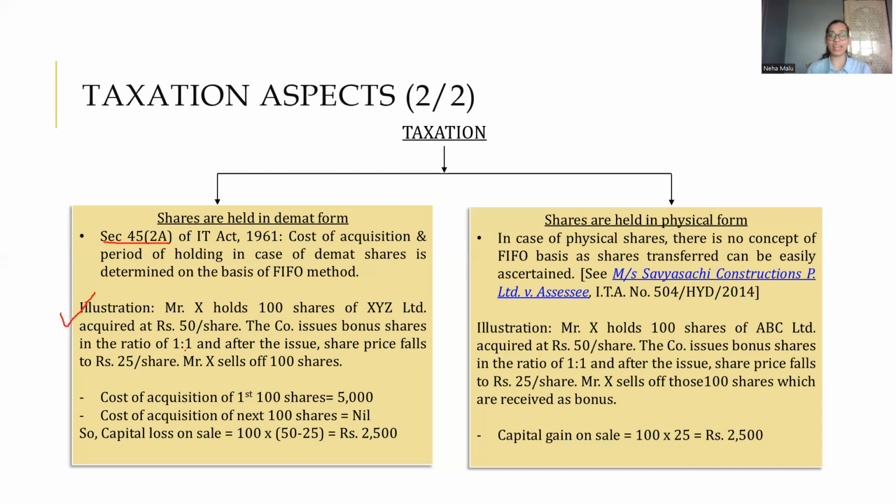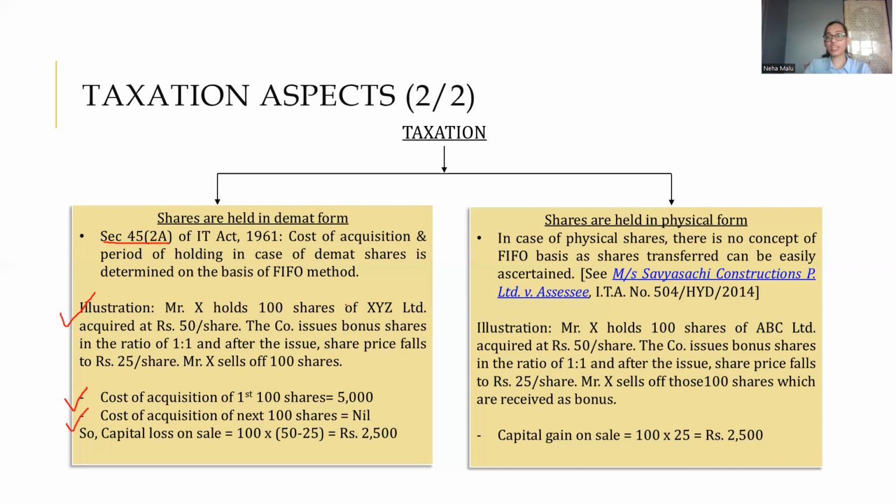Therefore, if Mr. X desires to sell off 100 shares after he has received the bonus at the price of, say, rupees 25, then the cost of the first 100 shares would be considered as 5,000 rupees, and the cost of the next 100 shares which he received free of cost in the form of bonus would be considered as nil. Now, when he sells off these 100 shares, there would be a capital loss on sale of rupees 2,500. Now, how does this 2,500 come? He acquired the first 100 shares for rupees 50, which he sold at rupees 25. So 50 minus 25 comes to 25, and 25 into 100 comes to 2,500.